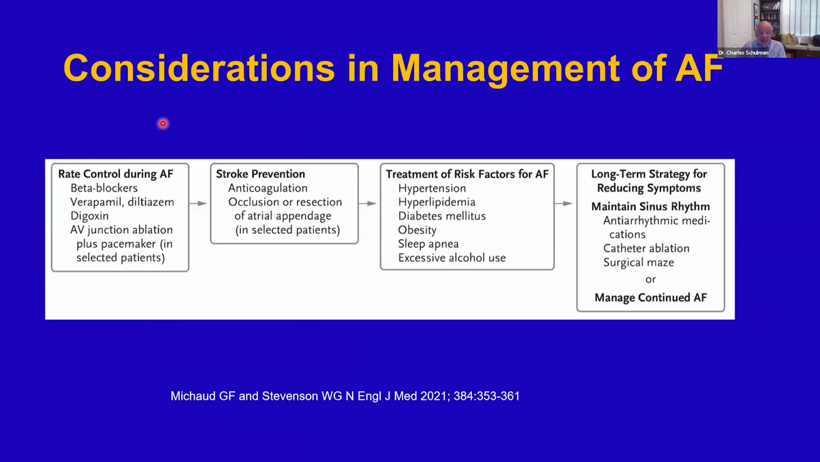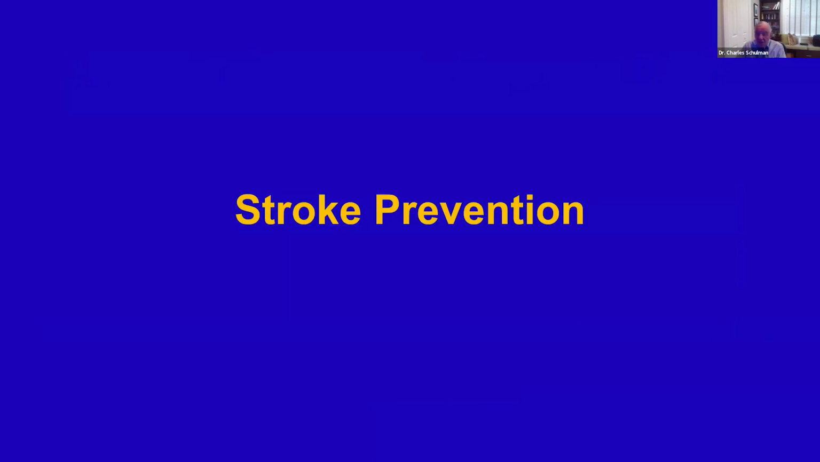And so the considerations in the management of AFib are, first, rate control, both acutely, certainly. Then stroke prevention. At the same time, treating the risk factors, and then developing a long-term strategy for reducing symptoms, either maintaining sinus rhythm or managing continued atrial fibrillation. So let's turn to stroke prevention.